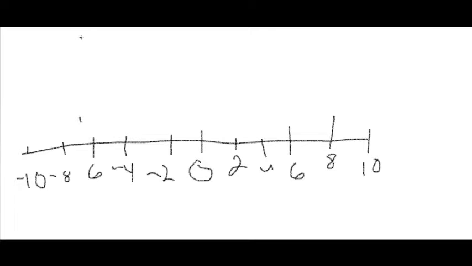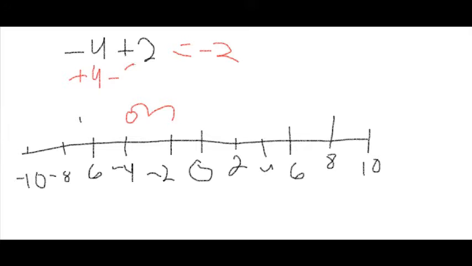So the next question is negative 4 plus 2. Alright, so we start at negative 4, which is over here, and we add 2. So each line is 2, so 1, 2. So the answer is negative 2.